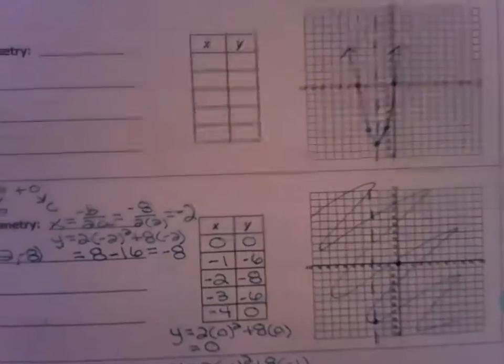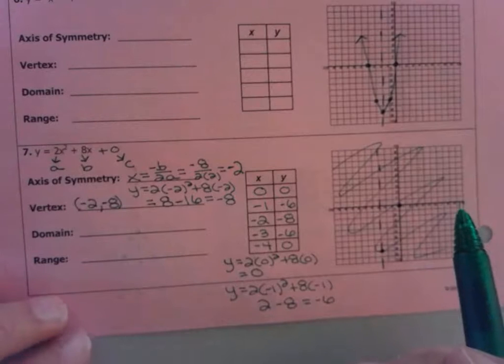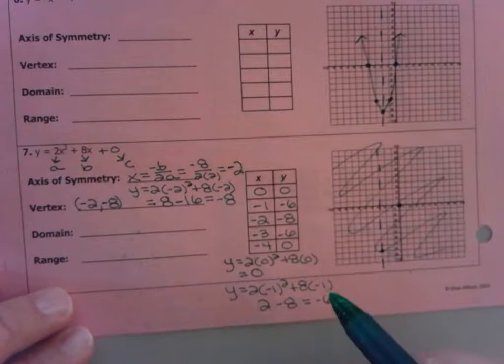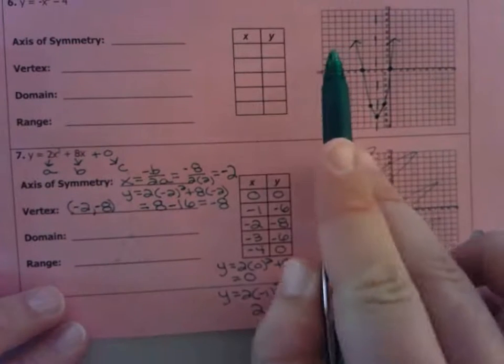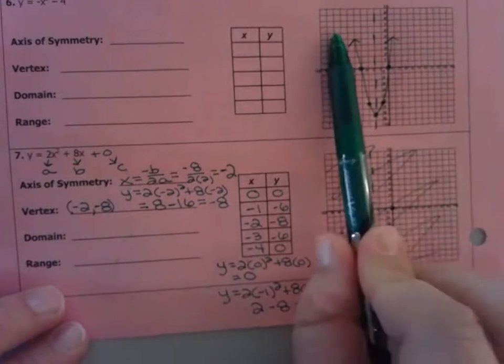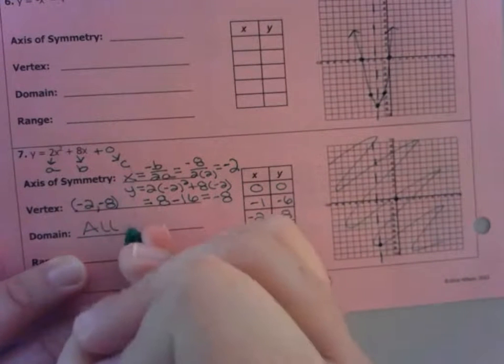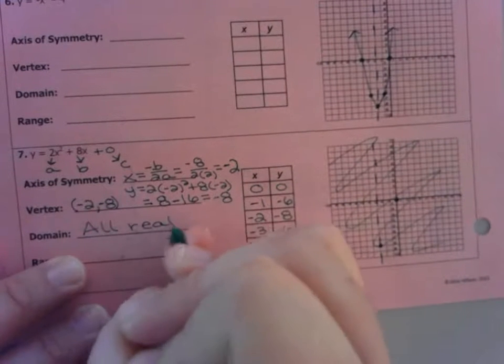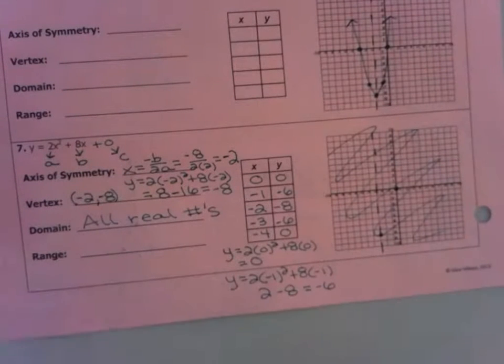Okay, let's do the domain. My domain, we go from left to right. Domain is going to be, listen up guys, we're almost done. Domain, go left to right. All real numbers. I will give you a hint. For what we're doing today, your domain will always be all real numbers, because if you go to the left and right, the arrows will keep on going forever.